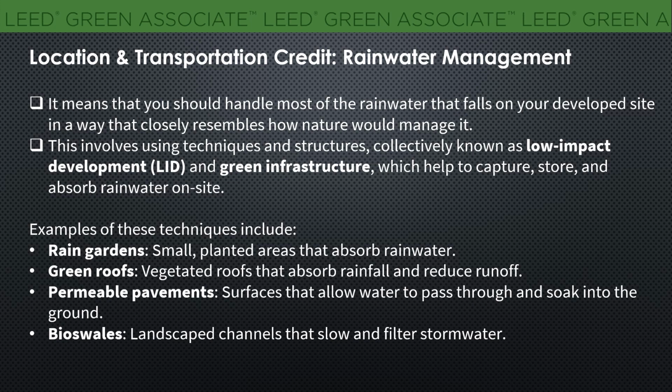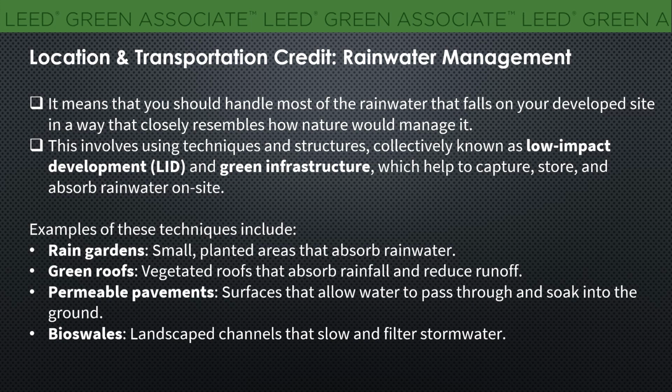Currently, everyone is using impermeable paving all around their buildings. It can enhance the aesthetic, but it will affect the groundwater recharge system. Water has to go down. But remember one thing, the techniques which we adopt to enhance the groundwater recharge must not affect the environment. It has to be a low impact one. That's why the second point suggests using techniques and structures collectively known as low impact development and green infrastructure, which help to capture, store and absorb rainwater on site.